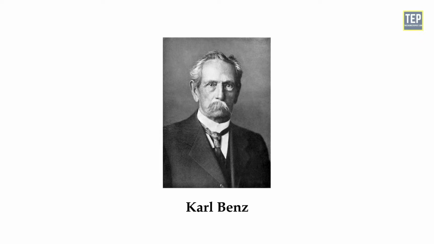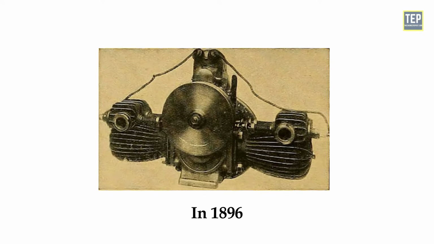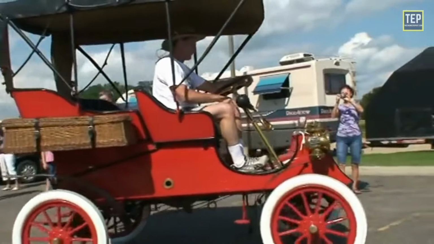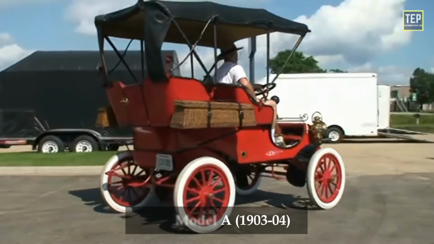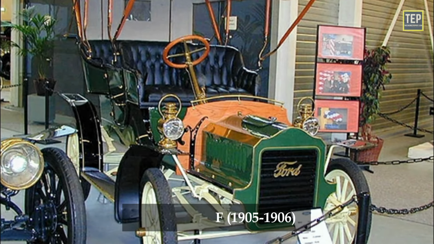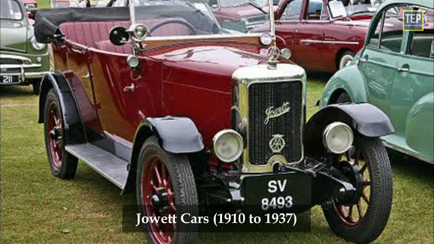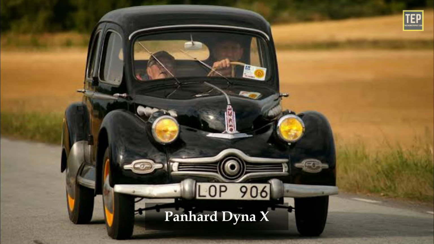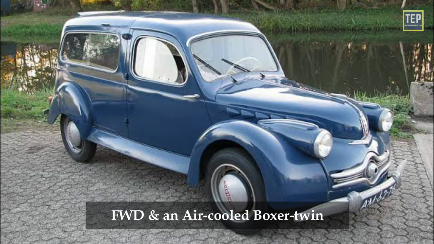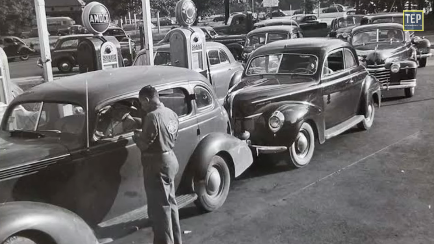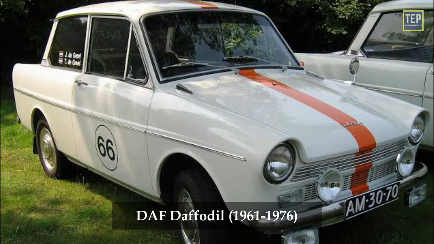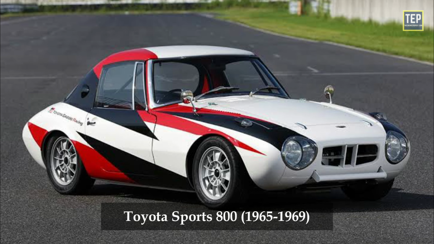Carl Benz patented the flat twin design in 1896, and the first production flat twin engine was used in the Lanchester 8 HP Phaeton car, released in 1900. Other early uses of flat twin engines were the Ford Model A, Ford Model C, Ford Model F, and several Jowett car models from 1910 to 1937. Also, in 1948, the Panhard Dyna X was released with front-wheel drive and an air-cooled boxer twin engine. Other cars following World War II using boxer twin engines were the Jowett Bradford van, DAF Daffodil, Toyota Publica, and Toyota Sports 800 sports car.